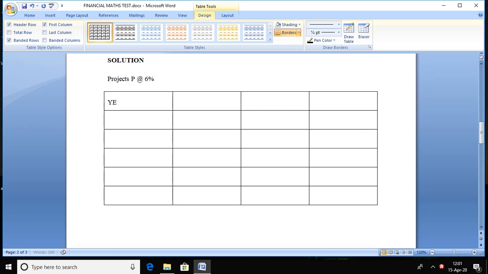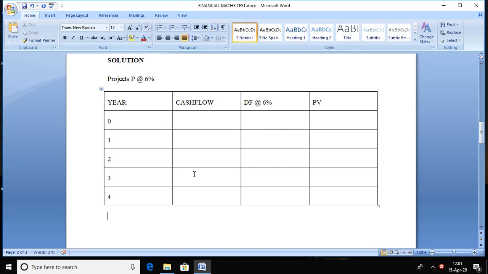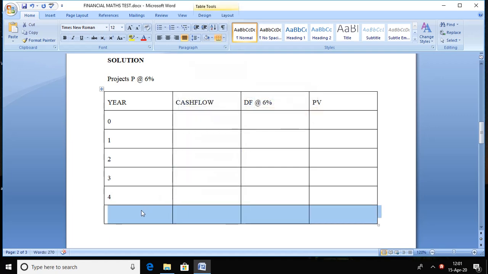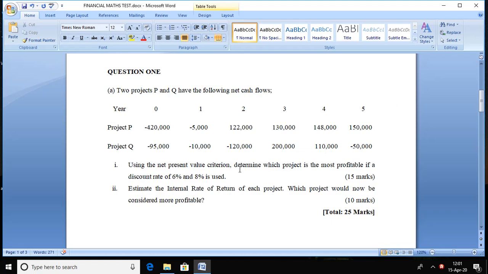On your first part, that's your year, followed by your cash flow, followed by the discounting factor. This is at 6%. And then you have the PV on the left side, where you're going to get the net PV. Years, you start with year 0, then year 1, year 2, year 3, year 4. We should add one more row for year 5. So insert row below, that's for our year 5. According to the question, we have 5 years.